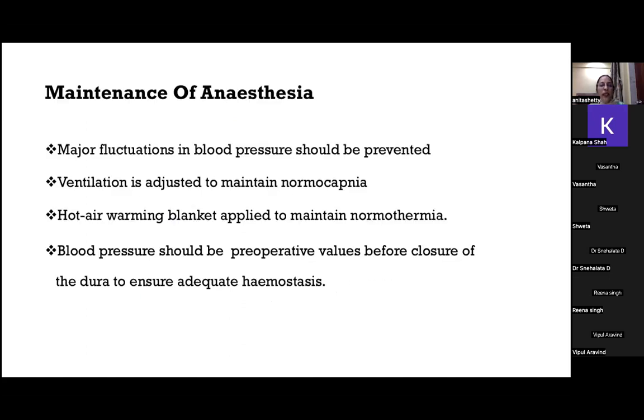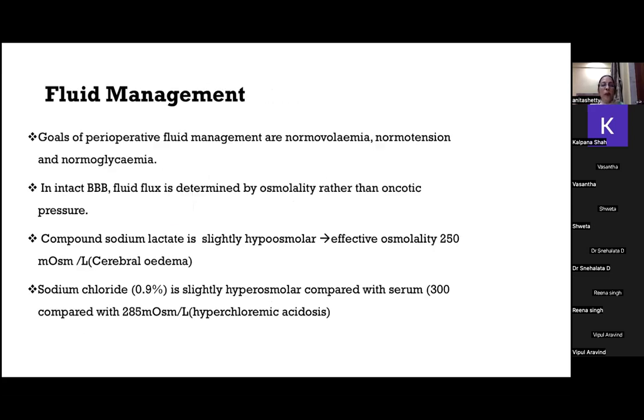Avoid major fluctuation in blood pressure in the intraoperative period. Ventilation is adjusted to maintain normocapnia. To maintain normothermia, hot air warming blankets are used. Blood pressure should be at preoperative values before closure of the dura to ensure adequate hemostasis. The goals of perioperative fluid management are normovolemia, normotension, and normoglycemia.